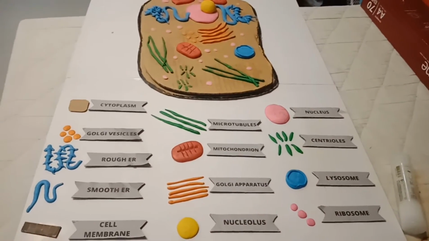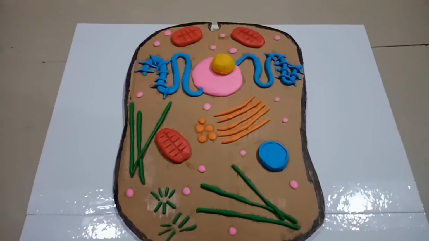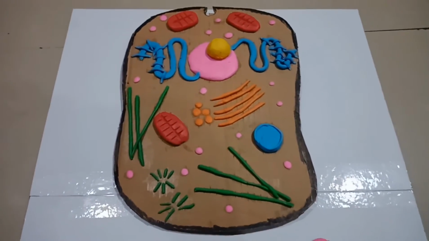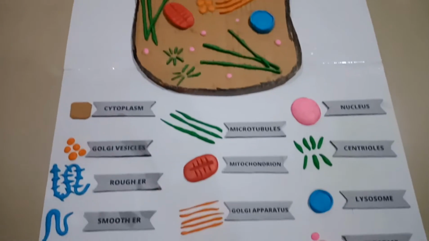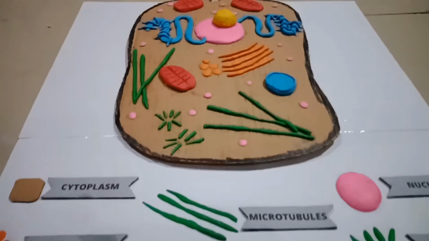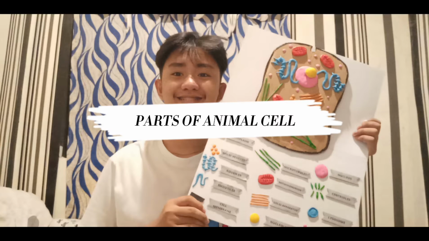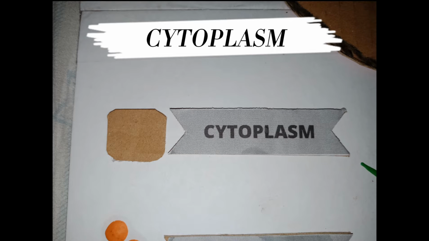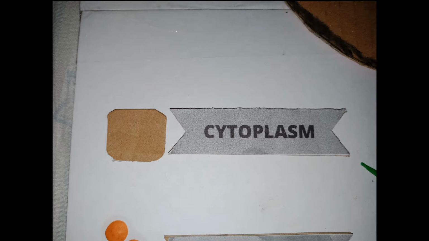And now for the final product. The parts of the animal cell. Cytoplasm, the semi-fluid substance of a cell that is external to the nuclear membrane and internal to the cellular membrane, sometimes described as the non-nuclear content of protoplasm. In eukaryotes, the cytoplasm contains all of the organelles.